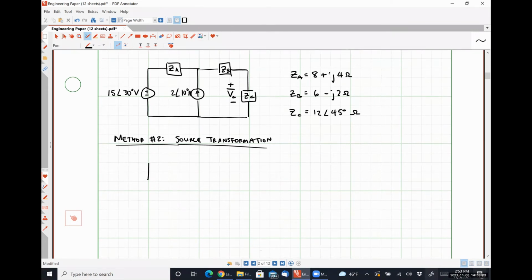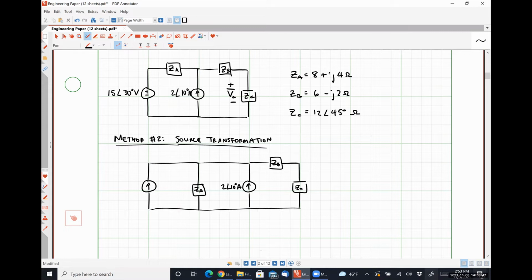So our first step here is going to be to convert our practical voltage source into a practical current source. So that's going to give us some current that we'll find out in a moment in parallel with ZA. And then that bit will be in parallel with the right-hand side of the circuit, which contains the 2 angle 10 degrees amp source, ZB, and ZC like so.